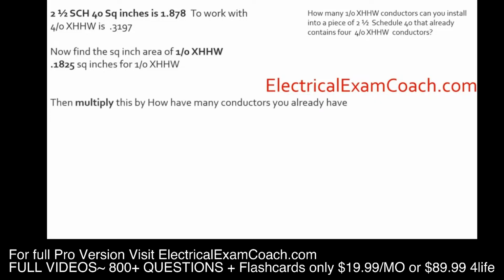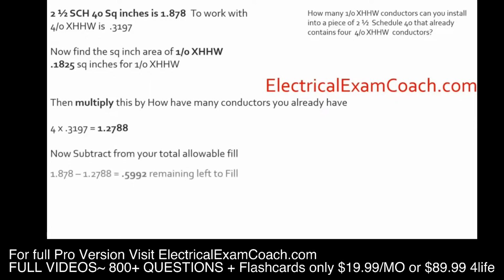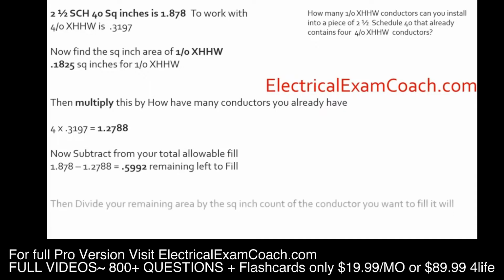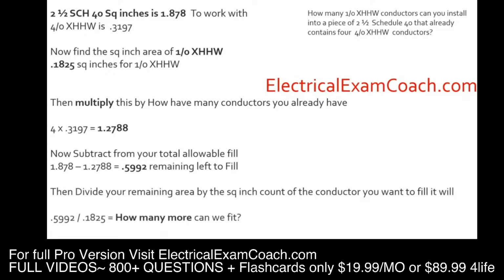We multiply by how many conductors we already have. We have 4 multiplied by the value for a 4/0, and that gives us this number. Then we take our total area that we were able to fill and subtract what we have, and that lets us know what we have remaining left to fill. Then all we have to do is divide. We take our remaining left to fill, divide by our individual 1/0, and that lets us know that we can fit 3.28 conductors. We are below 0.8, so we round down, and we find that we can fit 3 more in the conduit.